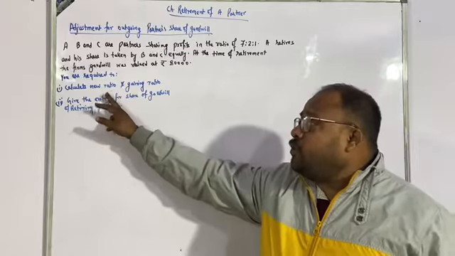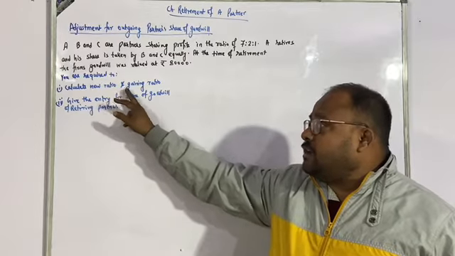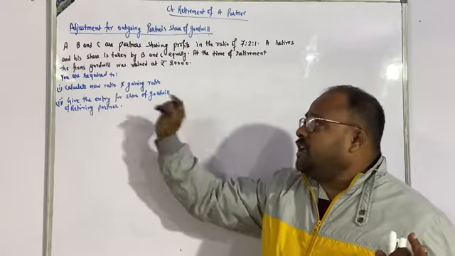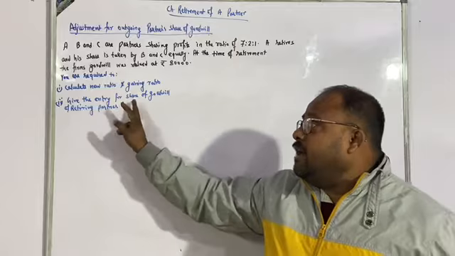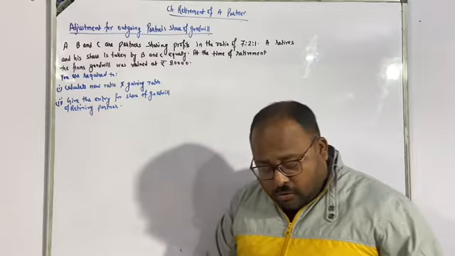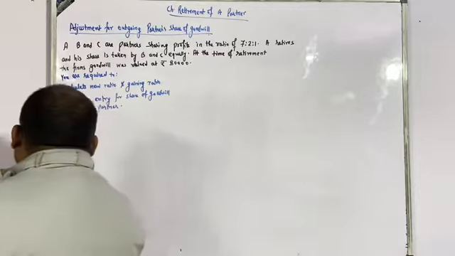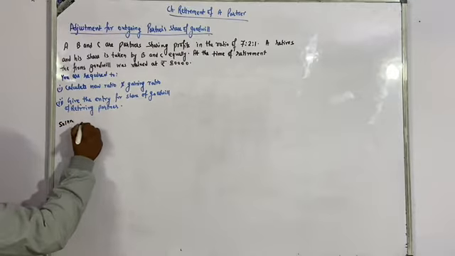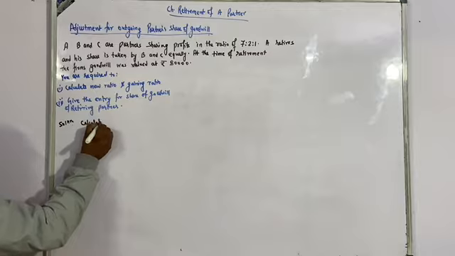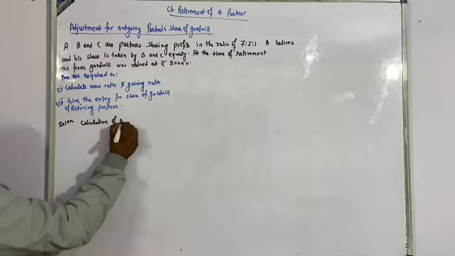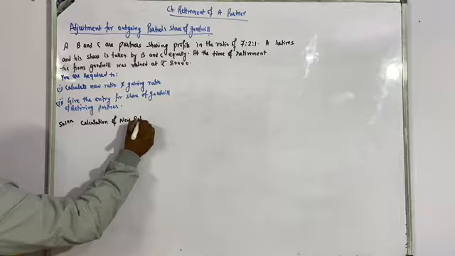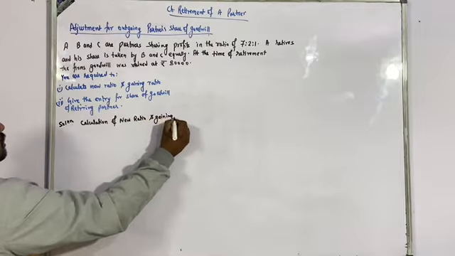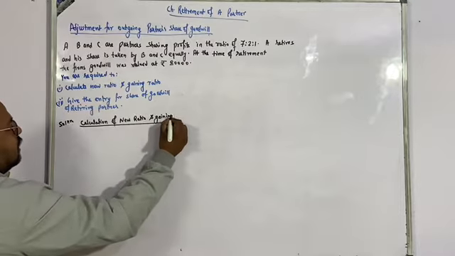You are required to calculate the new profit sharing ratio and the gaining ratio. Two things you have to calculate here: the new ratio as well as the gaining ratio, and also to give the entry for the share of goodwill. So how to proceed here? The first thing, you need to calculate the ratio. So the first thing we have to do is the calculation of the new ratio and gaining ratio. This is the way we are going to proceed. New ratio and the gaining ratio.